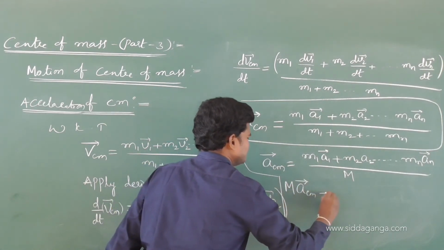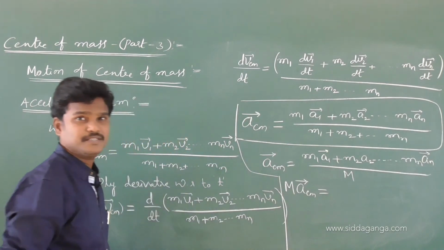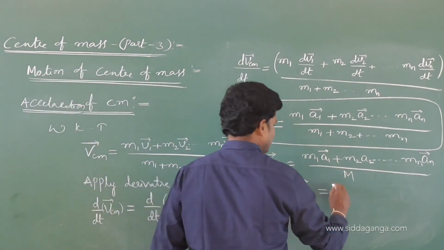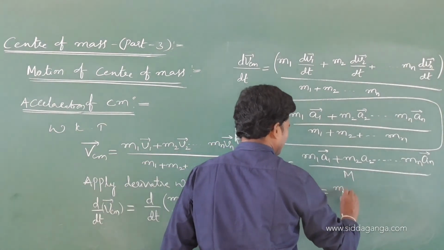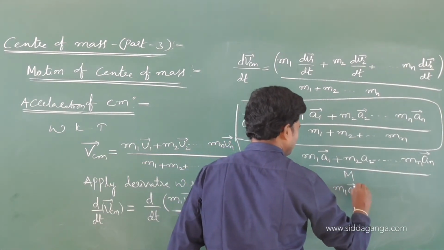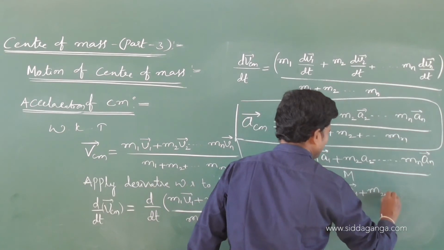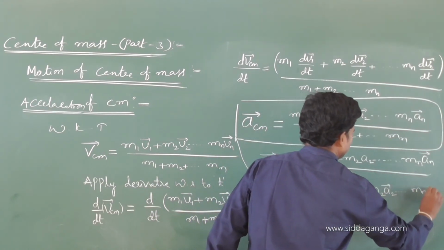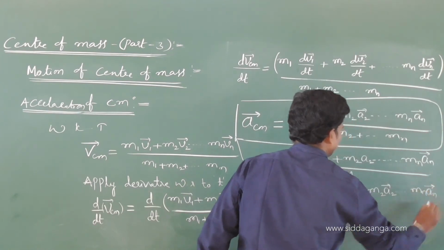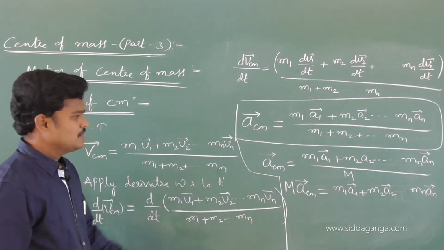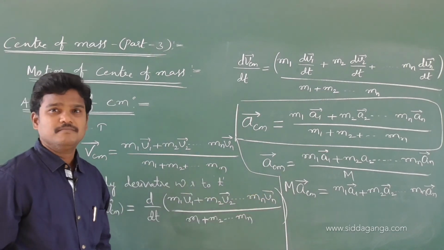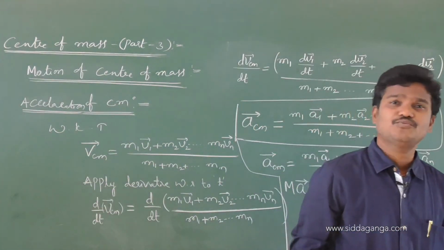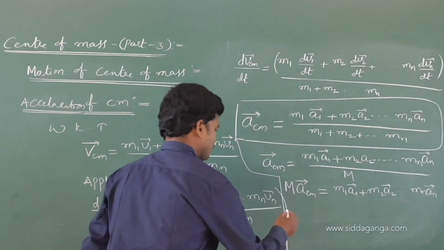M ACM bar, mass into acceleration of center of mass. This is m1 a1 bar, m2 a2 bar, mn an bar. So what is this m into ACM? Product of mass and acceleration of center of mass, nothing but what? Force. Force of center of mass.